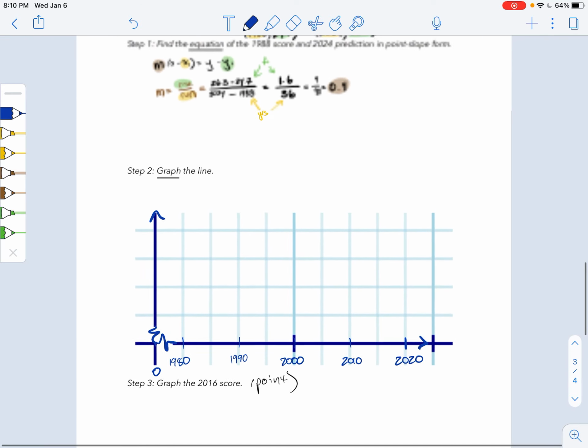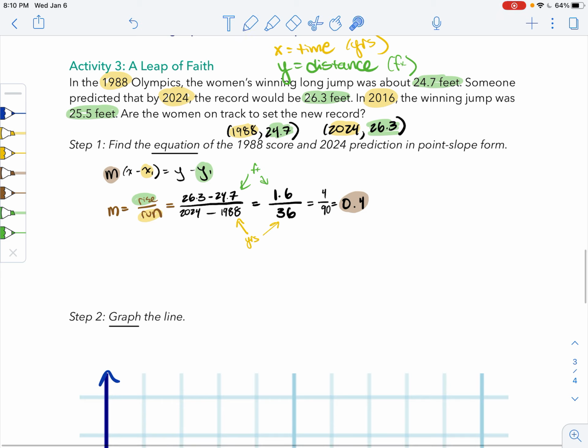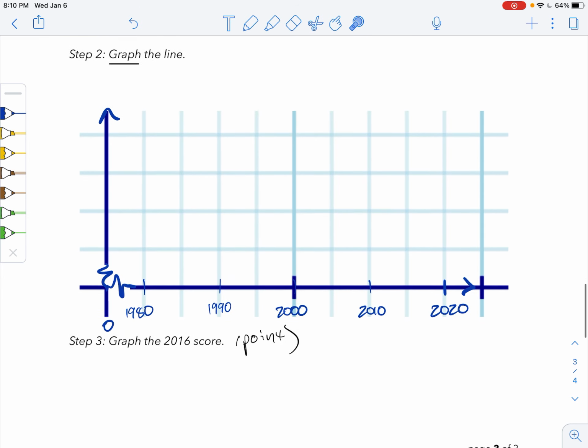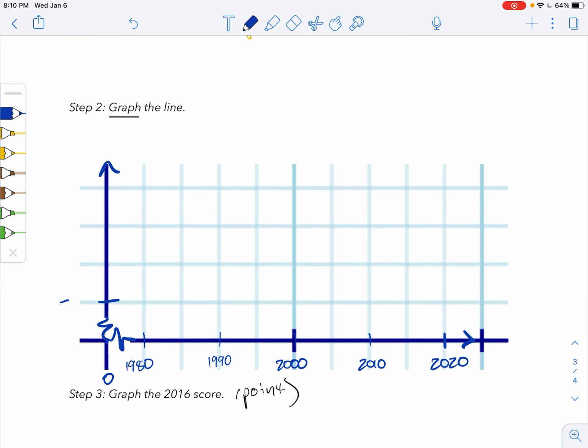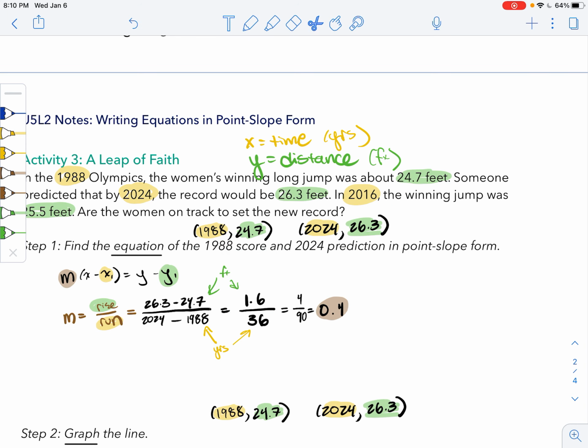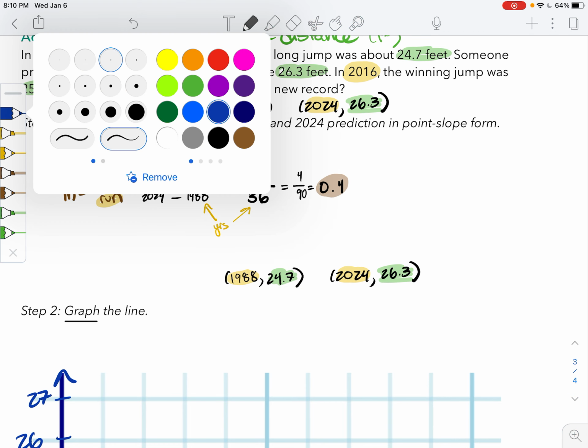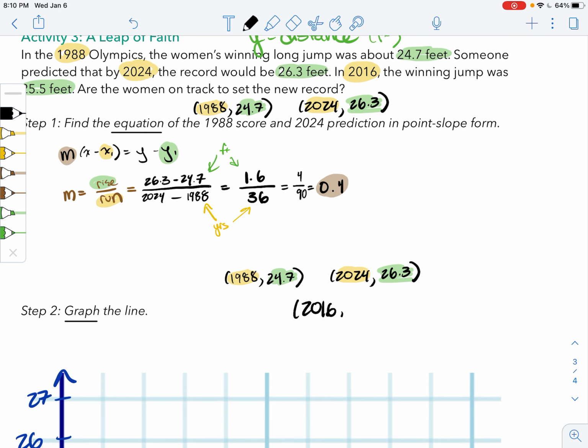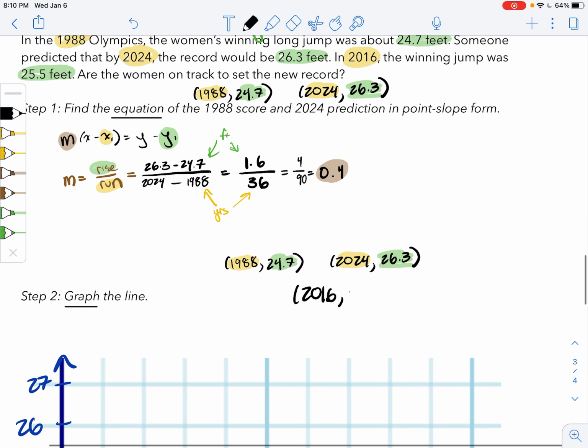Now what are our y's dealing with? Our y's go from 24.7 to more than 26. So let's make this scale 24, 25, 26, and 27. Super! Okay, now we have 3 points that we need. We need these 2 points, and we also need what happened in 2016. In 2016, they jumped 25.5 feet. Okay, now we've got 3 points.